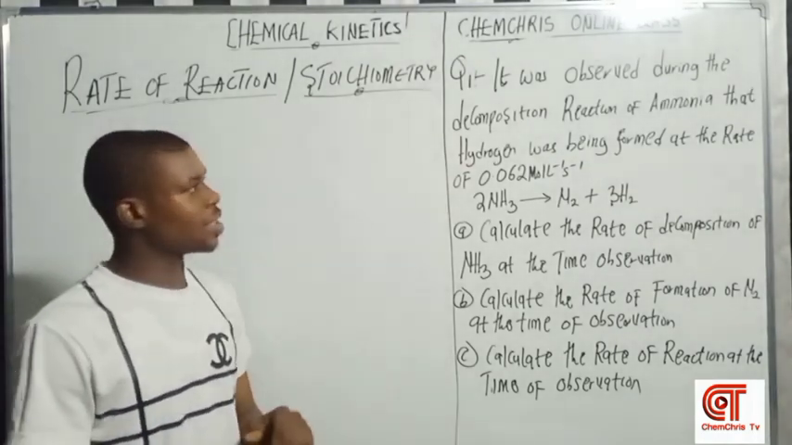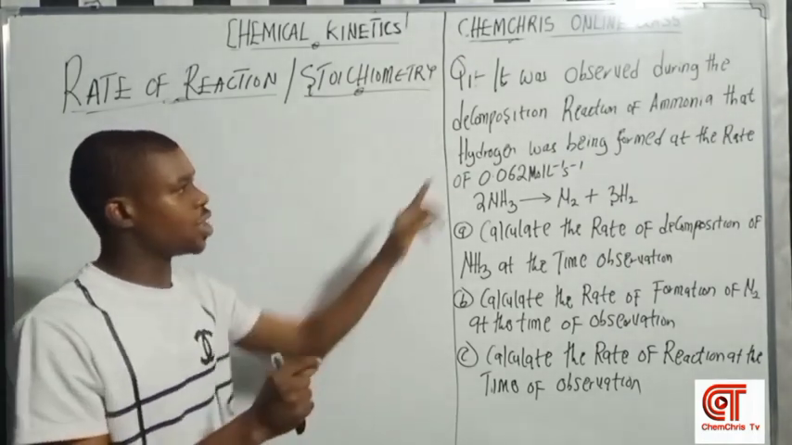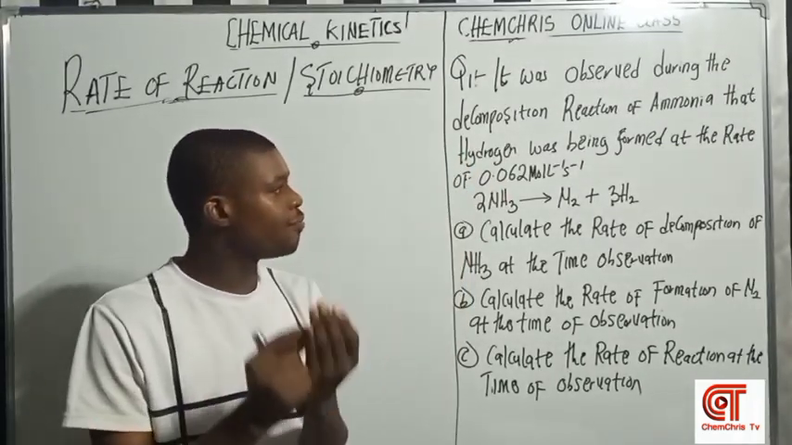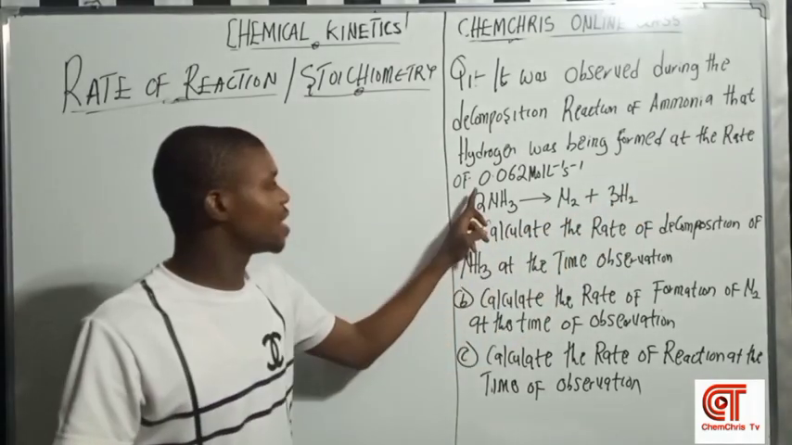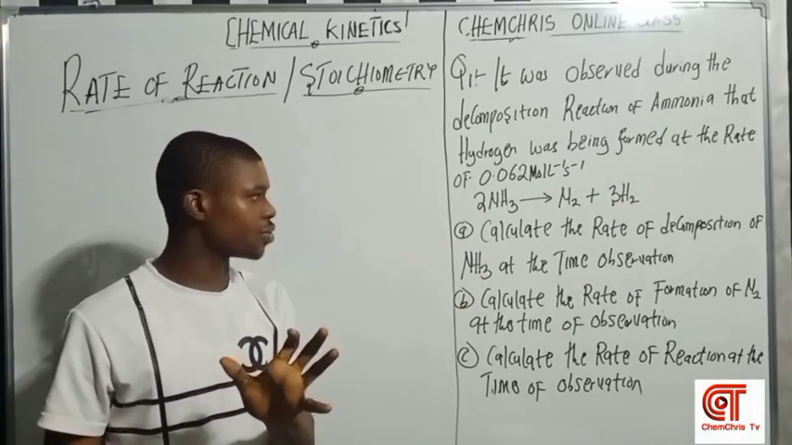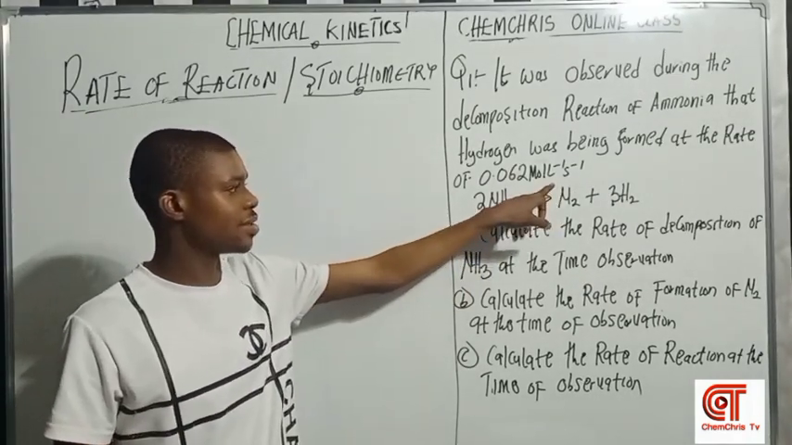Now, you see the question on the board. It was observed during the decomposition reaction of ammonia that hydrogen was being formed at the rate of 0.062 mole per liter per second. Now, this is the rate, right?